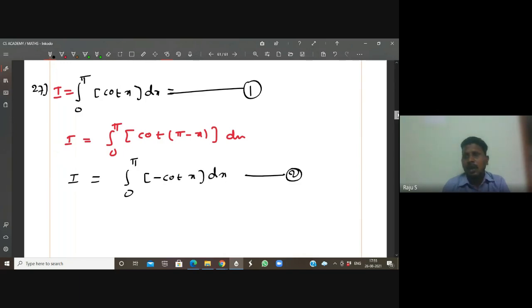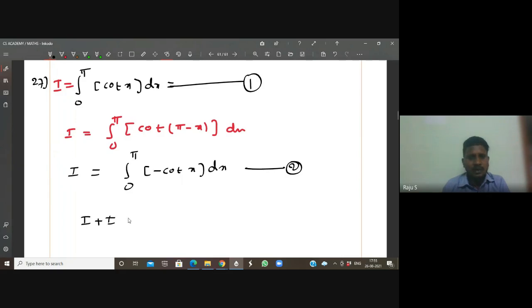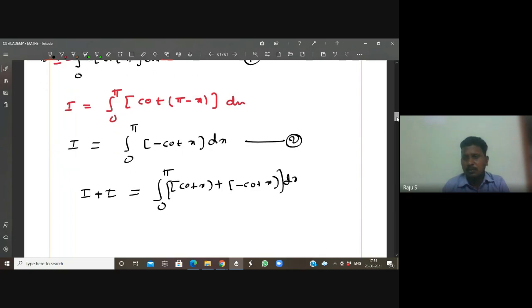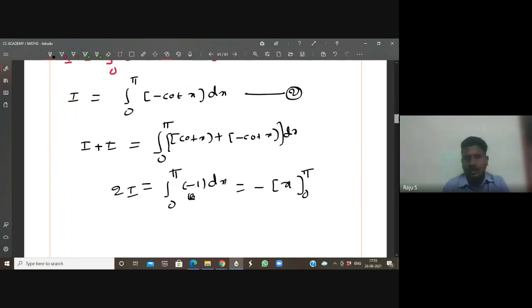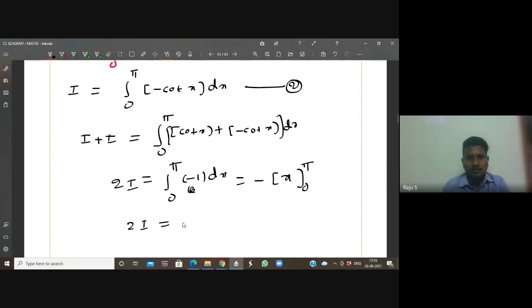Now adding both the equations 1 and 2, left side is I plus I, right side is integral 0 to pi, from equation 1 cot x, from equation 2 minus cot x, into dx. Since just now I have written one property, cot x minus cot x is minus 1. So 2I is equal to integral 0 to pi of minus 1 into dx. Minus is outside, x from 0 to pi. Now apply the upper limit and lower limit. So 2I is equal to minus pi minus 0, that is nothing but minus pi. So I is equal to minus pi by 2 is the answer.